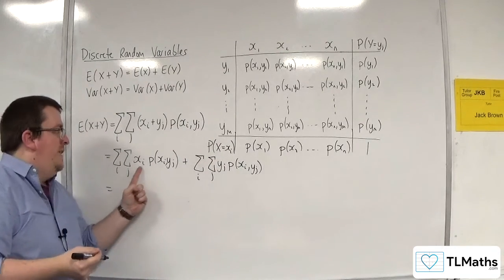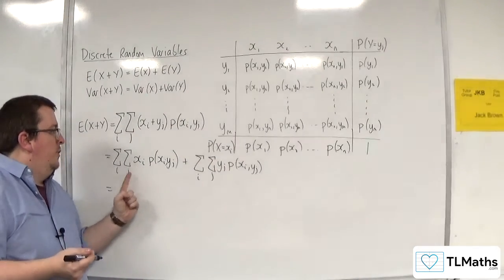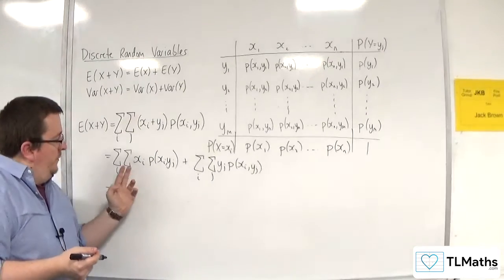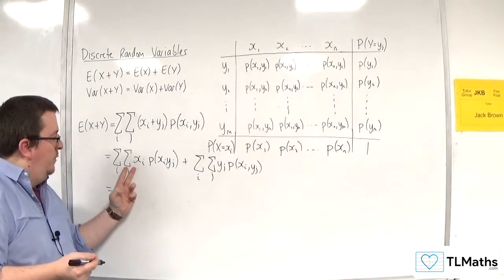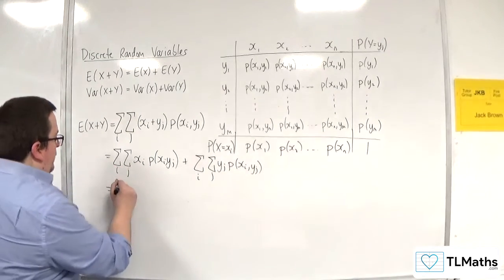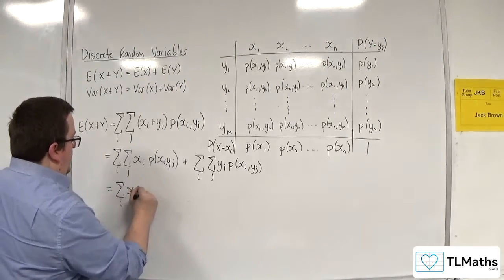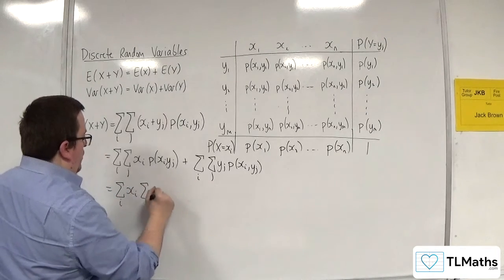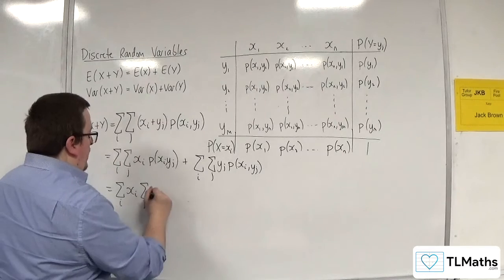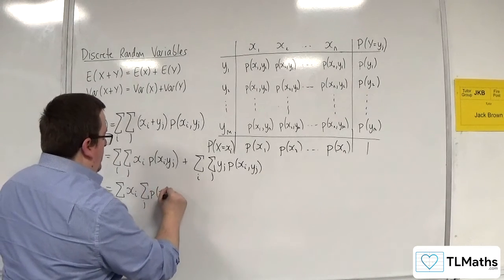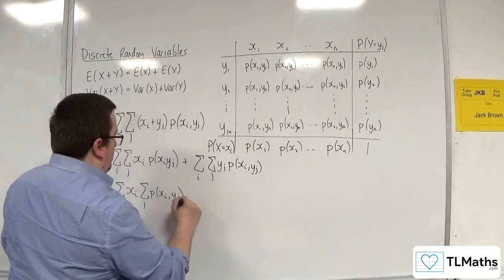Now, the xi here has got nothing to do with j, so I can pull that xi out of the summation to do with j. So I just have the summation over i of xi times the summation over j of the probability of xi, yj.